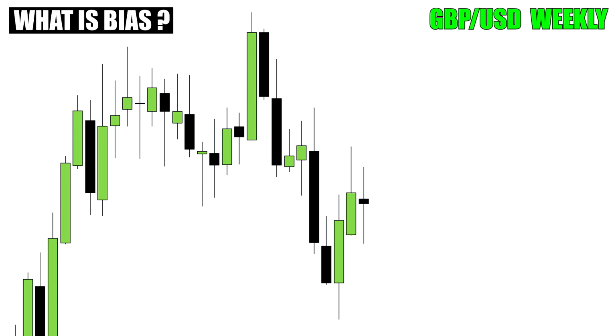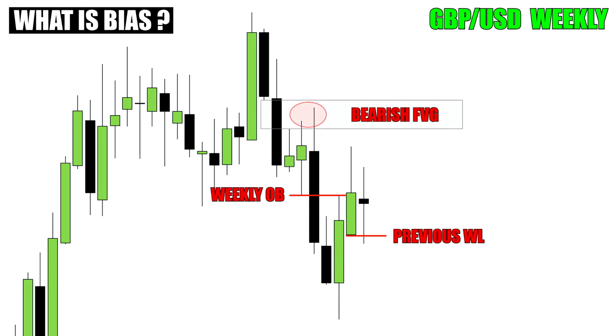Let's take a look at the GBP/USD pair on the weekly time frame. You'll notice that price is revisiting a weekly order block, which I'll explain shortly in detail. From this point, there's potential for price to reach the previous weekly low, sitting in a discount zone. Also, notice how the market has been moving downward, consistently reacting to bearish fair value gaps. That gives us a clue. The market might want to continue lower.